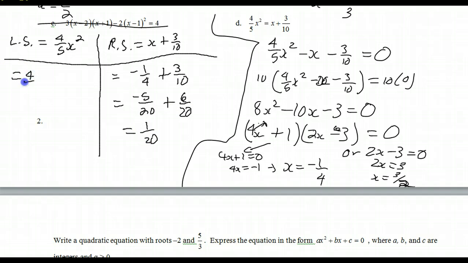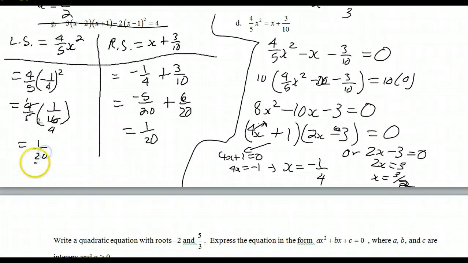Over here, we have 4/5 times -1/4 squared, which will be 4/5 times 1/16. 4 goes into 16 4 times. That's a 1 there. And we get 1/20. The left side is equal to the right side. And that's a formal verification of the value of x being -1/4. To do it for the whole thing, we would then go back and redo this, only substituting x is 3/2. And I'll leave that for you to do if you would like. Okay, to do a formal verification.